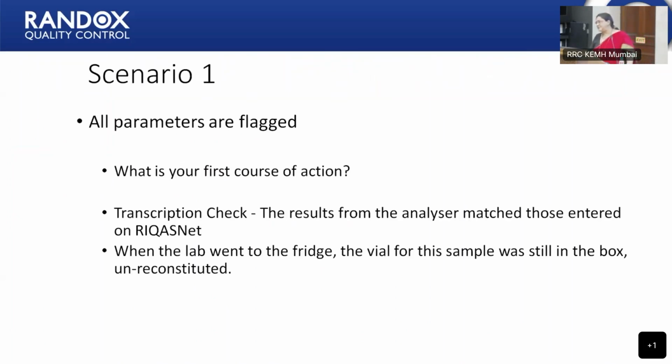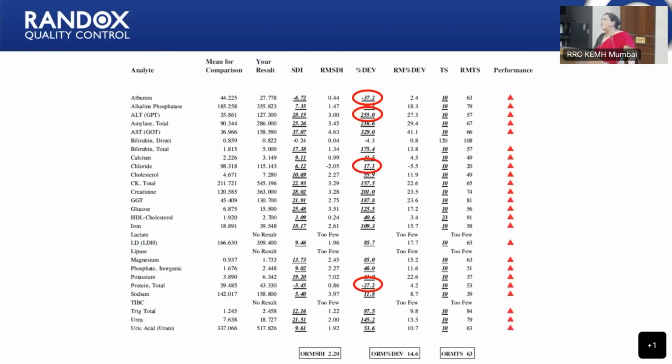What should be the first action? We'll check for the transcription error. But the chances are less because all the parameters are out. For all parameters, we cannot make a transcription error. So we tried to rerun the sample. For that, the laboratory went to look for the sample in the fridge and they identified that the particular number sample was still lying in the fridge, unreconstituted, which indicates that they had submitted the wrong sample.